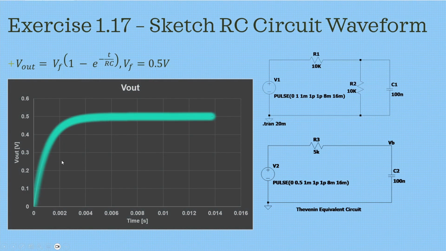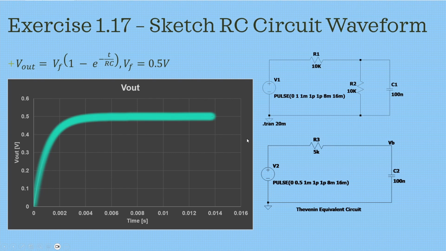What I've done is put this equation into Excel and plotted it against time. You can see at 0 seconds we have 0 volts across the capacitor. That's because the exponential term will be equal to 1, so you have 1 minus 1, and your VF is multiplied by 0, so that goes to 0. As time increases, the exponential term gets closer to 0, and you're essentially multiplying the final voltage by 1, and you end up at 0.5 volts. So that is the solution to this question.